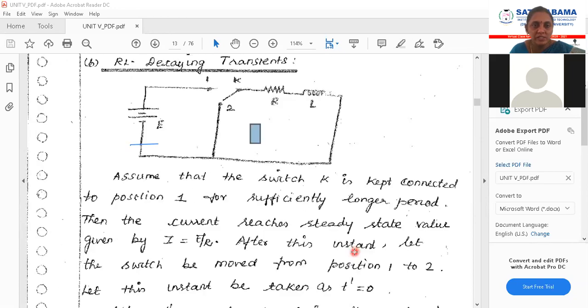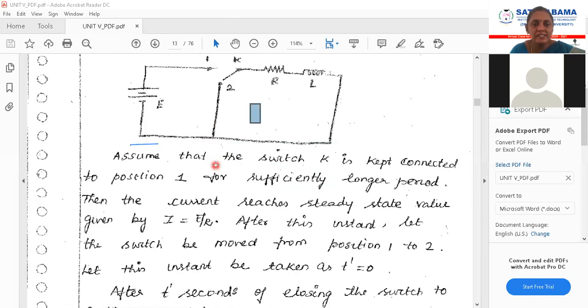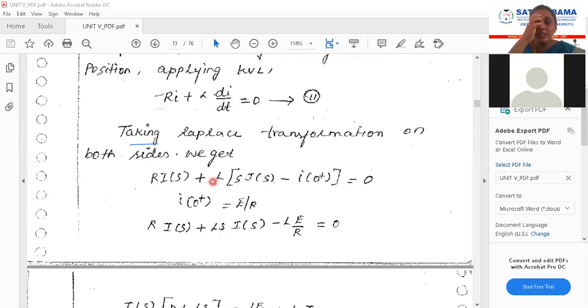Now, what is position 1? In position 1 the switch is connected here, so you will write it as E/R, which is voltage by resistance. The normal current we write: voltage is equal to current into resistance. In the same way it has been written E/R. Now substitute this value of i(0+) here. Substituting, you will have R I(s) + L S I(s) - LE/R = 0.